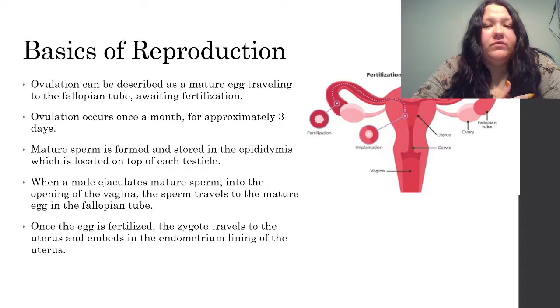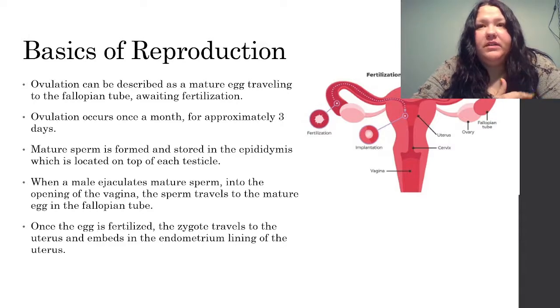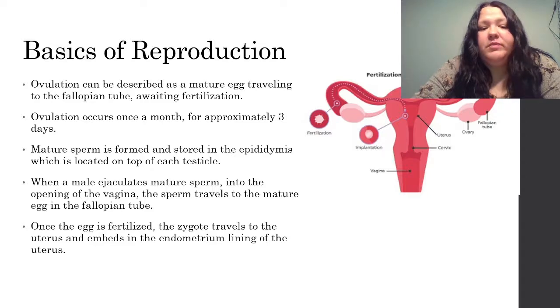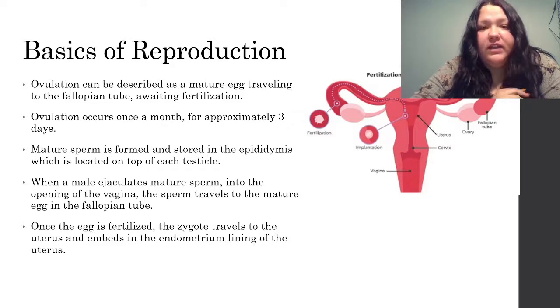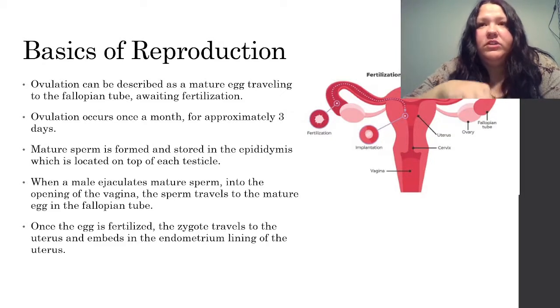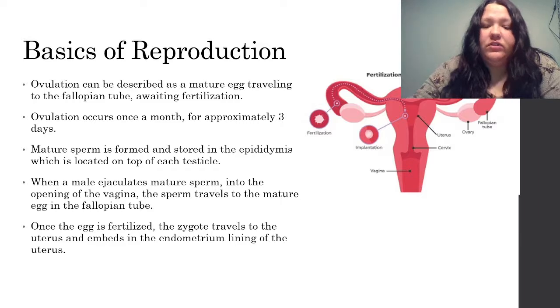Mature sperm in males is formed and stored in the epididymis, which is located on top of each testicle. When a male ejaculates mature sperm into the vaginal opening, the sperm travels to the mature egg in the fallopian tube, because when a woman ovulates, the mature egg travels down to the fallopian tube. Once the egg is fertilized, the zygote travels to the uterus and implants itself into the endometrium, which is the inner layer of the uterine wall.